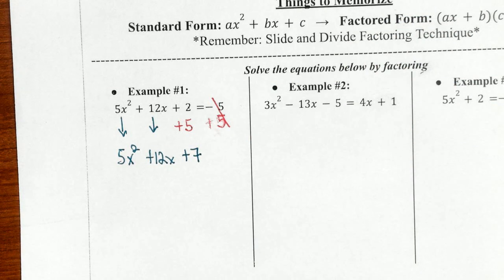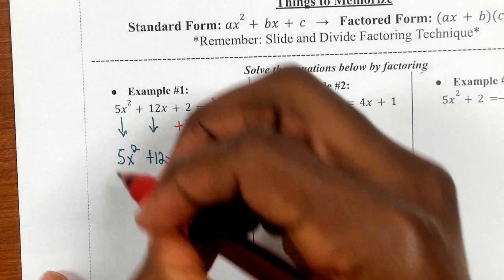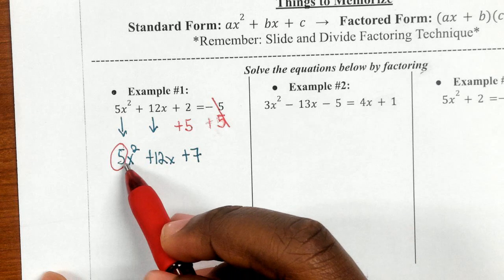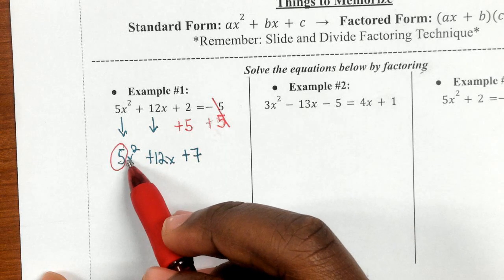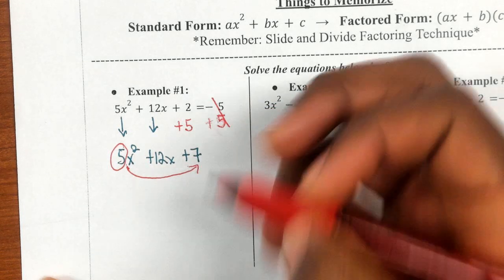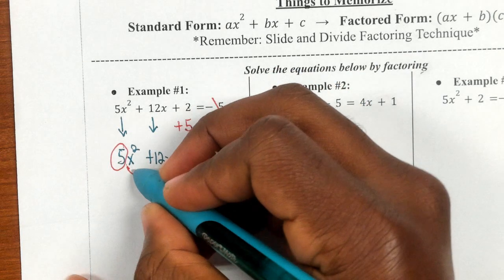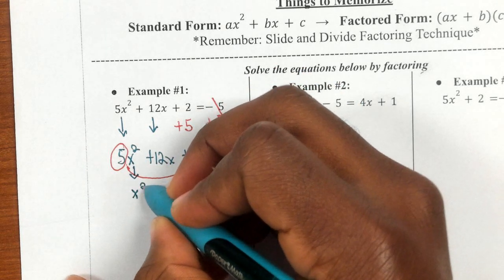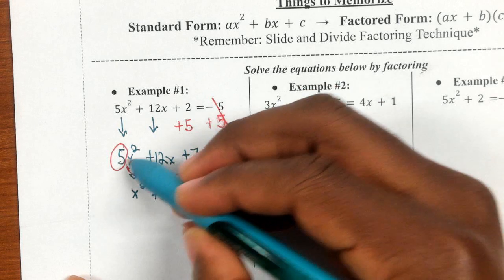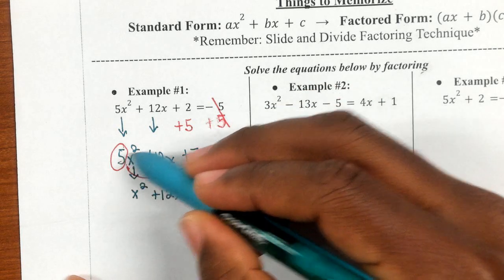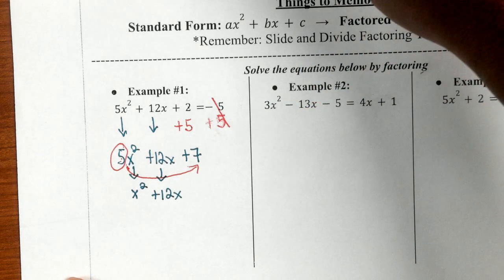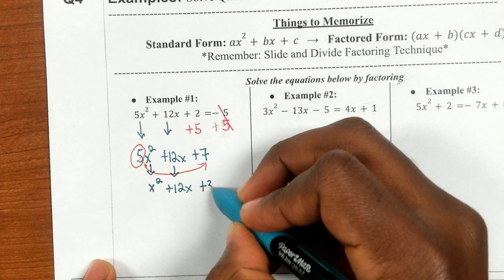Now we're going to use the method slide and divide, which means we're going to circle the leading coefficient. The leading coefficient is the number that's in front. That's why it's called a leading coefficient. We're going to slide it to the end. The x squared, you're going to bring it down. The 12x, you're going to bring it down. The 5 and the 7, you're going to multiply them. And you will get positive 35.